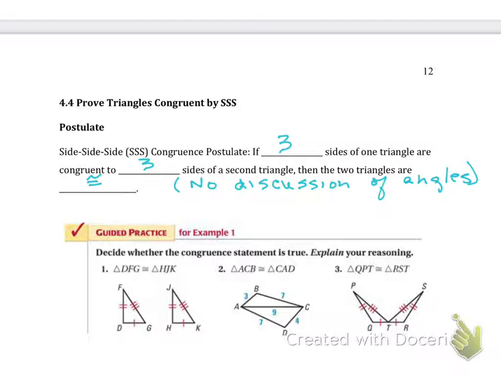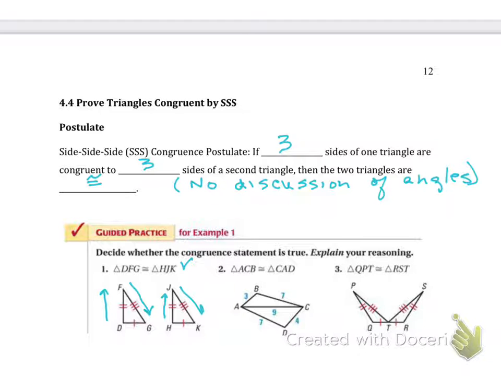It says, decide whether the congruent statement is true. Explain your reasoning. Okay, so I'm looking at this and I see I have three sides equal to the other three sides. Let's just see if they have it going in the right direction. So they have DFG, so they went up the 2, down the 3, DFG. Then I have to go up the 2, HJ, and down the K. Yes, so this is true. My reasoning is that they went in the same pattern, and that's why that congruent statement is true.